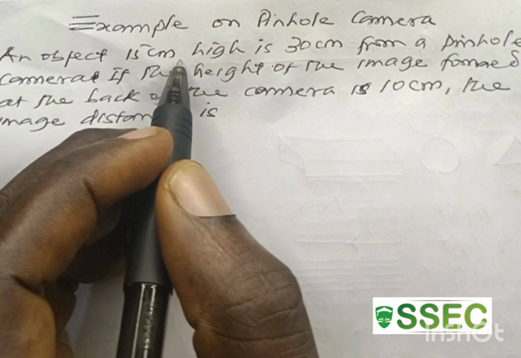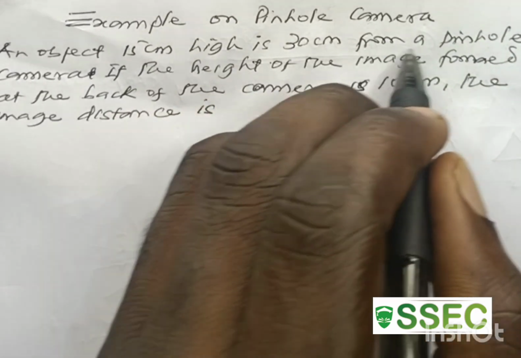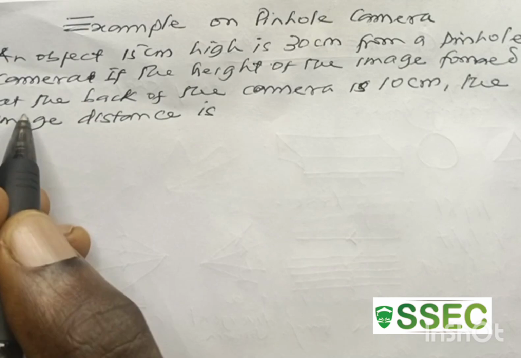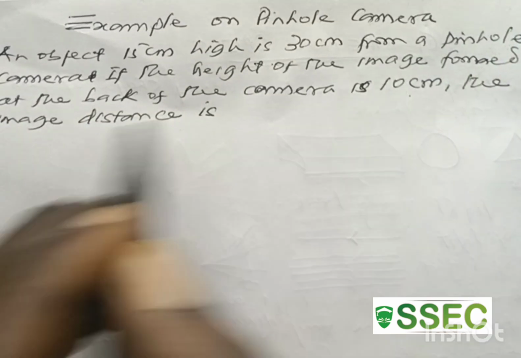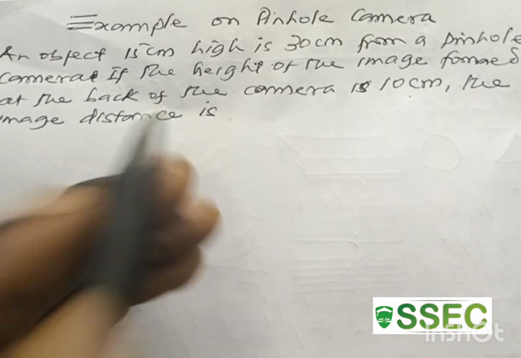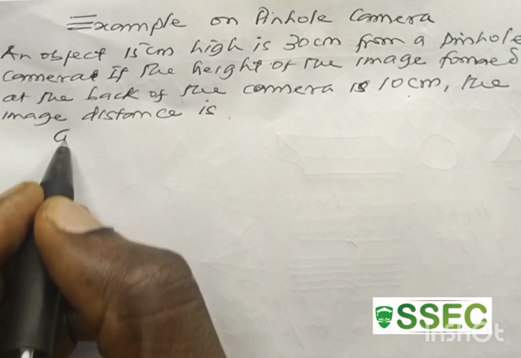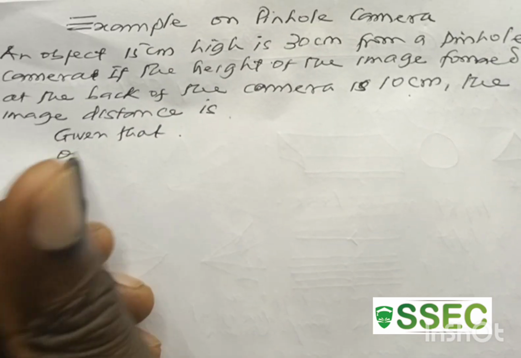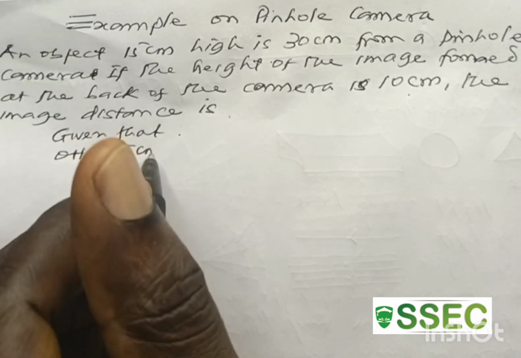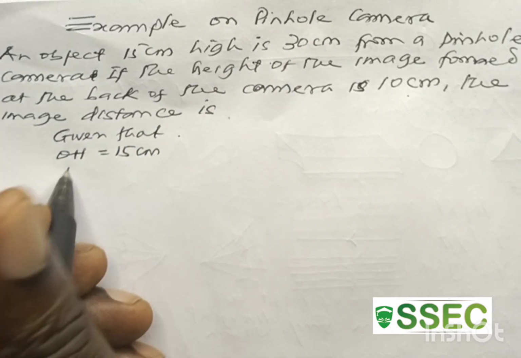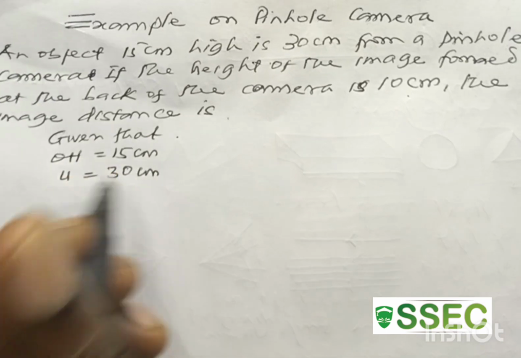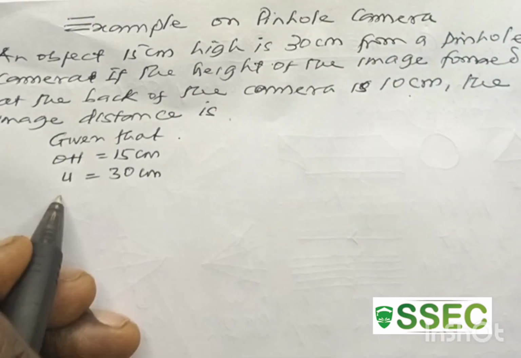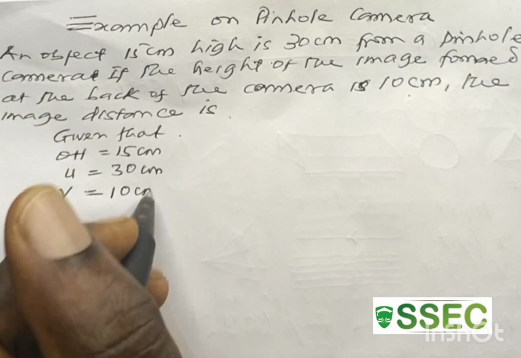An object is 15 cm high, is 30 cm from a pinhole camera. If the height of the image formed at the back of the camera is 10 cm, the image distance is, so as we have done, you write your given information. Object 15 cm height, that's object height equals 15 cm. 30 cm from pinhole, that's object distance 30 cm. The image formed at the back of the camera is 10 cm.